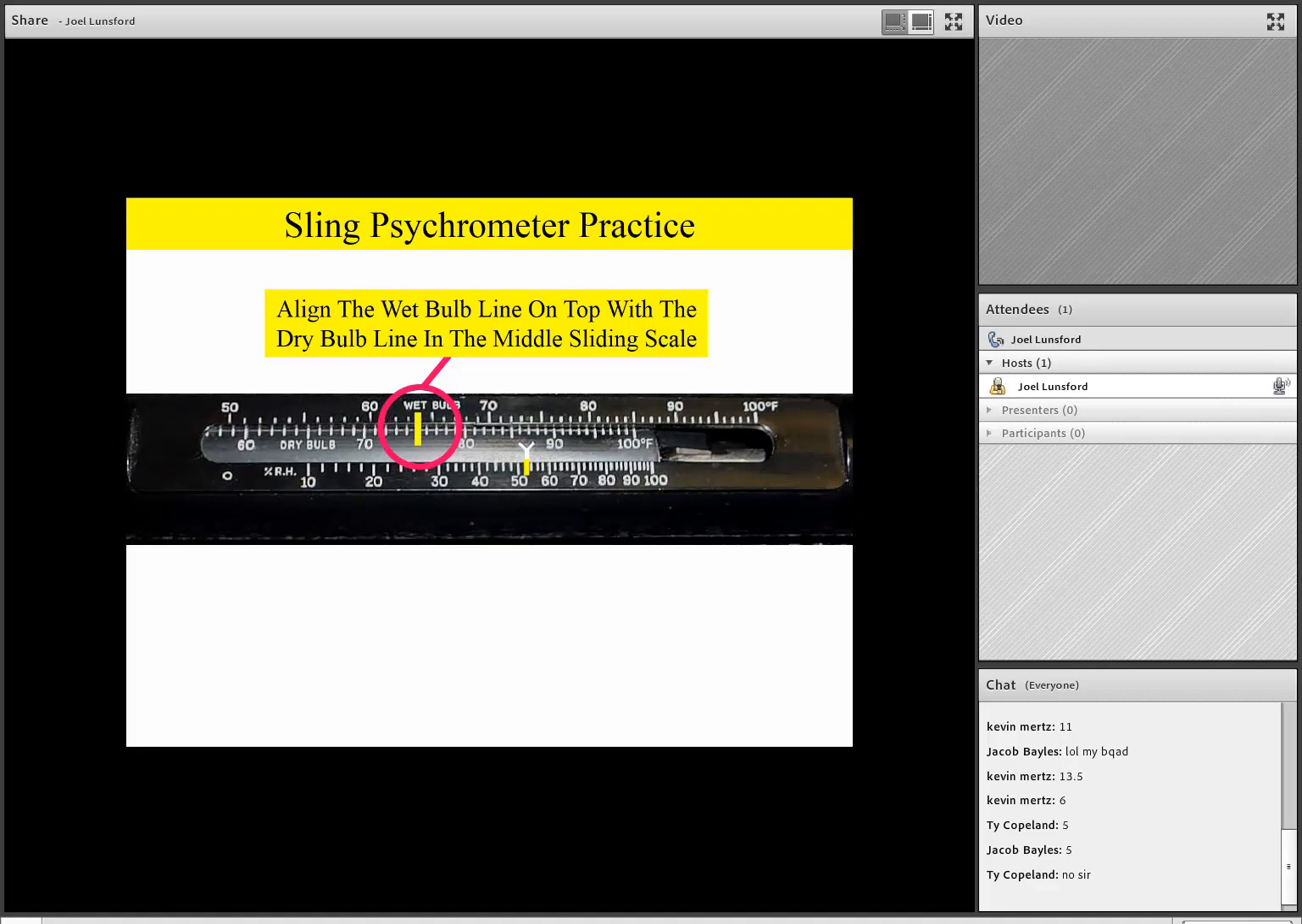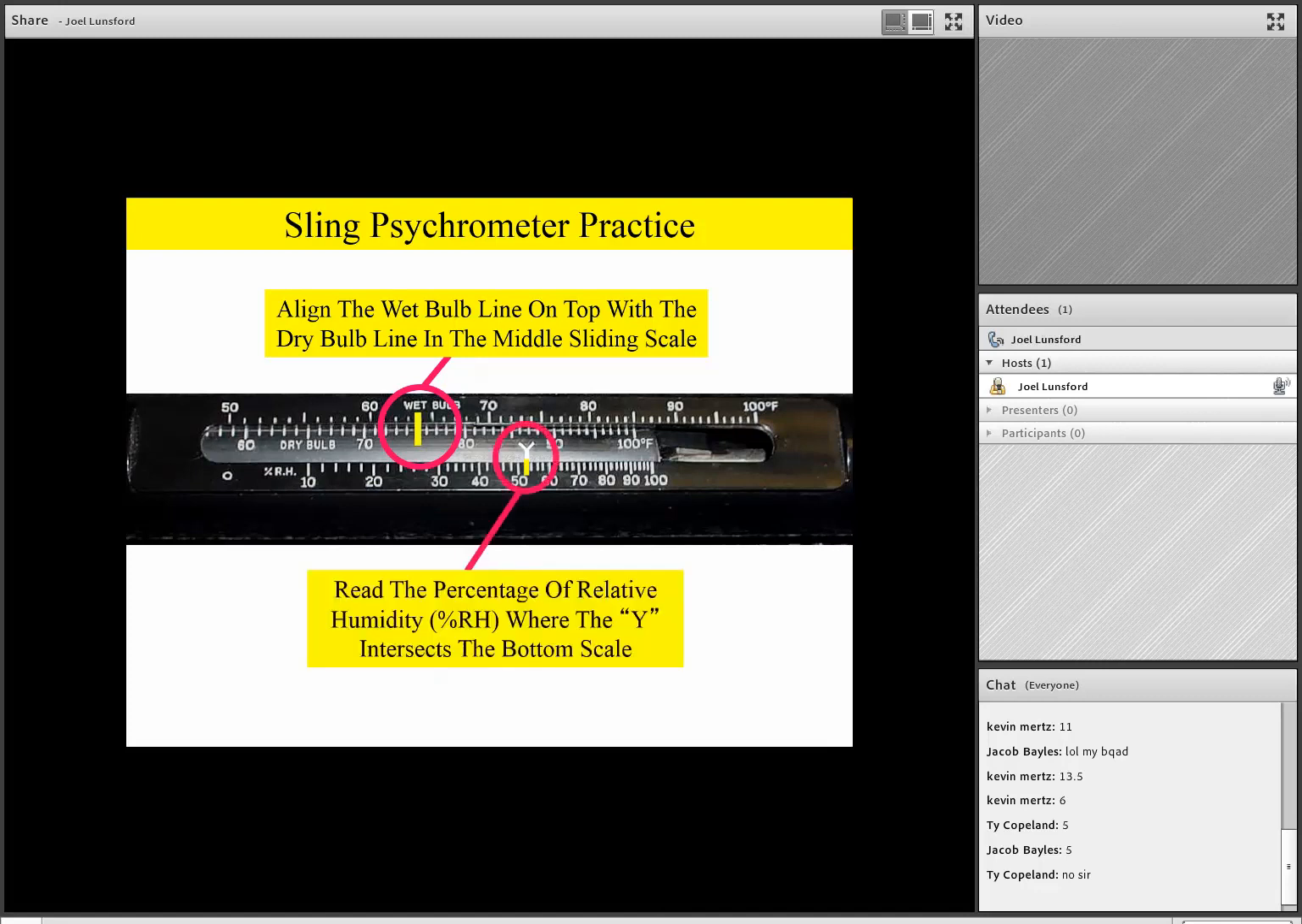Once we do that, you'll notice that there's an additional line on the sling psychrometer that has a Y. You'll notice the small y where it aligns and reflects a measurement on the relative humidity scale. This is where we find our relative humidity. So in our example, we have approximately 64 degree wet bulb and approximately 75 degree dry bulb in our picture, and our relative humidity is approximately 52% in this example.